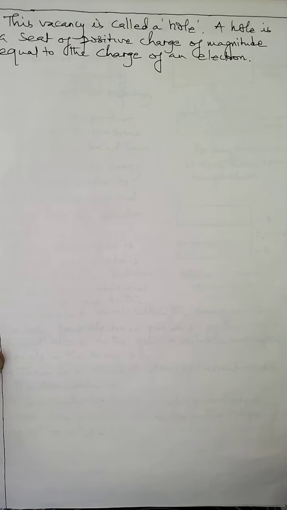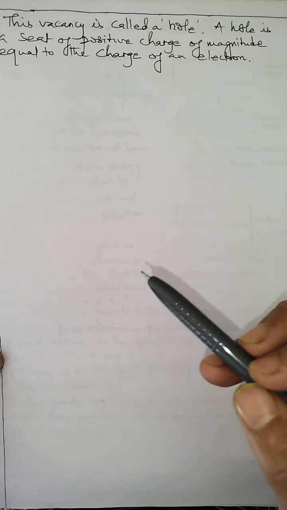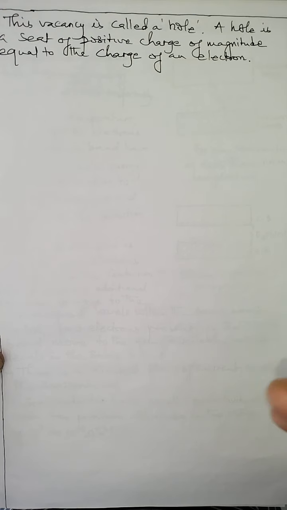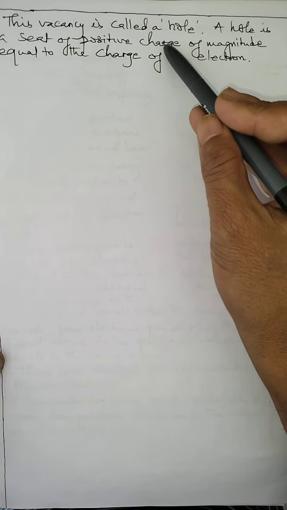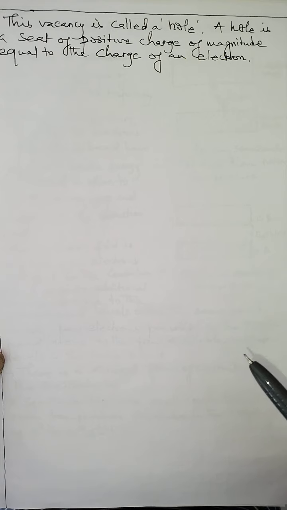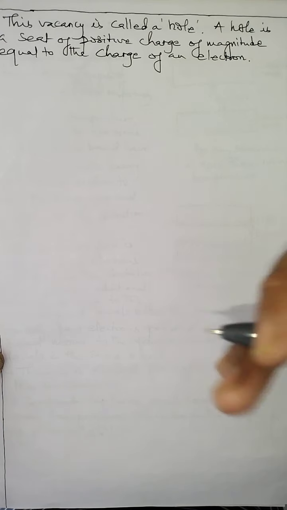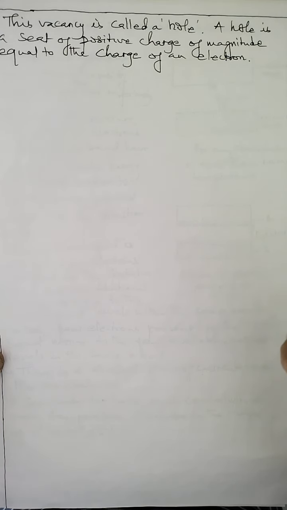because the absence of negative charge at any place is equivalent to the presence of what? Equal positive charge, as far as the conservation of charge is concerned. That's why this hole is actually a seat of what charge? Positive charge of equal magnitude to the charge of one what? Electron. That's why in a semiconductor, whenever a number of electrons move from valence band to conduction band, an equal number of holes will be created in the valence band.